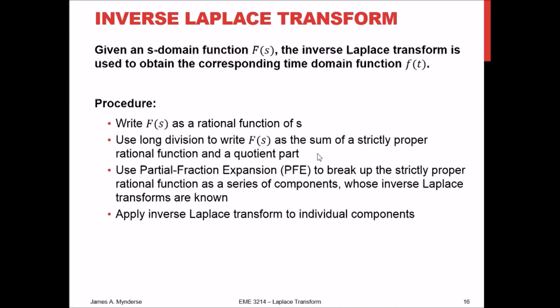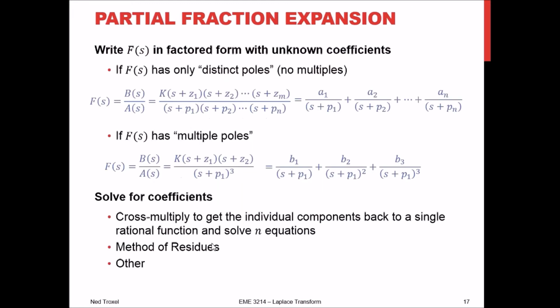Next, you'll use partial fraction expansion to break up the strictly proper rational function that you just created into a series of components. You need to make them into components that you know the inverse Laplace transforms of. Then you can use the inverse Laplace transform table on the individual components to get back to the time domain. Let me illustrate the partial fraction expansion because that's difficult to understand.